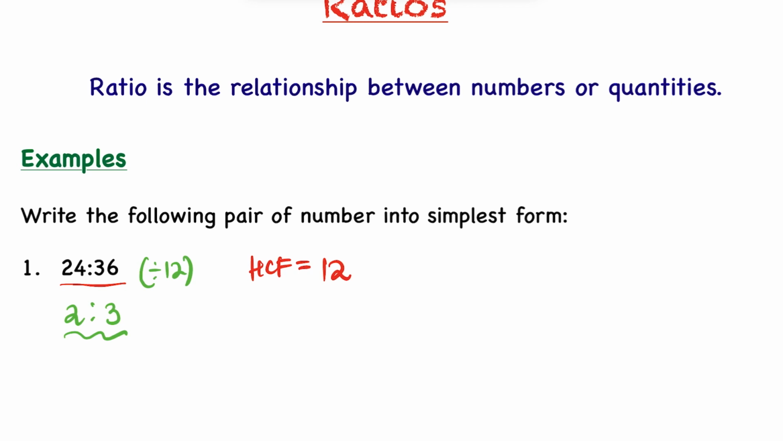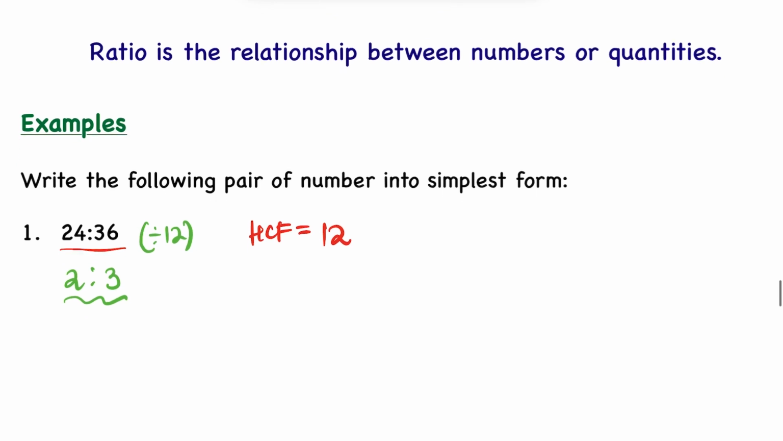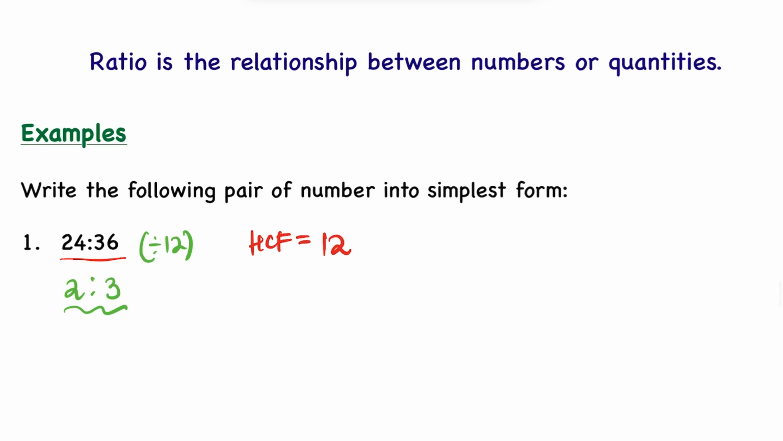There's no common factor between the two now, and it's in the simplest form. So the only common factor between the two has to be 1. So that's the only factor that we have there. Alternatively, without dividing by the highest common factor, you can take any common factor there, not the highest.